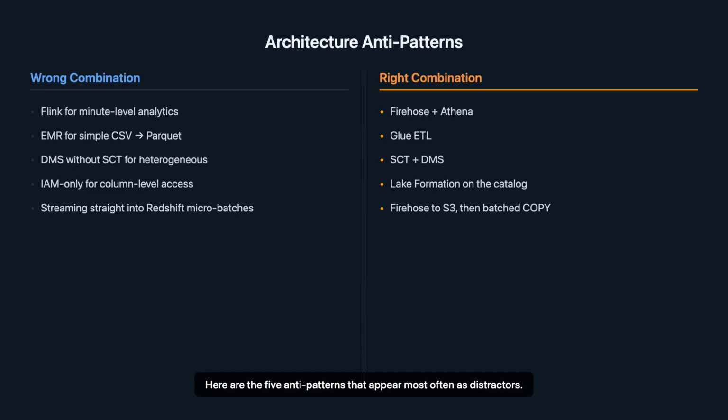Here are the 5 anti-patterns that appear most often as distractors. Flink for minute-level analytics. The correct shape is Firehose and Athena. EMR for simple CSV to Parquet conversion. Glue ETL does that serverlessly. DMS without the Schema Conversion Tool for a heterogeneous migration. You need both. IAM alone for column-level access, which requires Lake Formation. And streaming straight into Redshift in micro batches. Firehose to S3, then a batched COPY. Memorize the wrong combinations and you can eliminate them on sight.